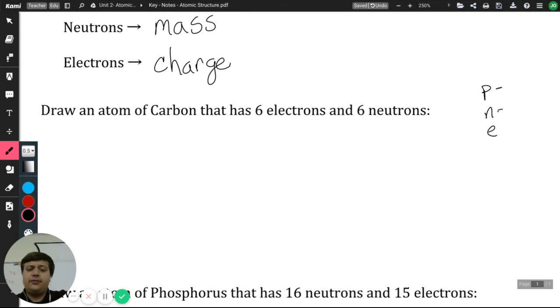So first off, let's give these a symbol. I'm going to say proton will be a circle. Neutrons will be a triangle. And electrons, let's just make a filled-in circle. I think that's the easiest. So draw an atom of carbon that has 6 electrons and 6 neutrons.